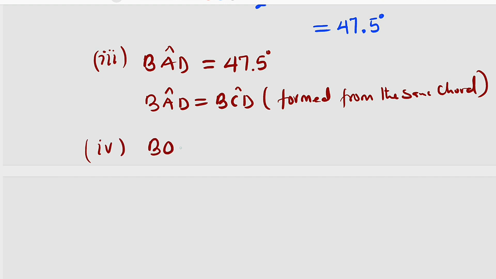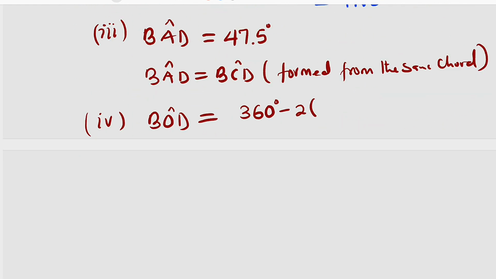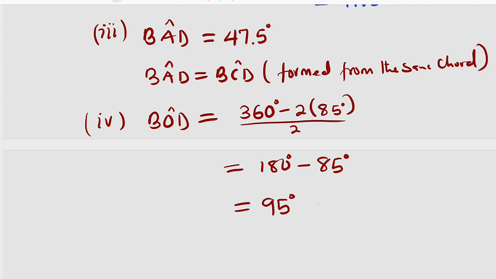So BOD will be equal to 360 degrees minus 2 of those angles, because they are the same, 85, 85 degrees. Then you divide the result by 2. This is equal to 180 degrees minus 85 degrees, because this 2 will go here 180 times and it can go here 1 time. And 180 minus 85 will give us 95. So that angle is 95 degrees.